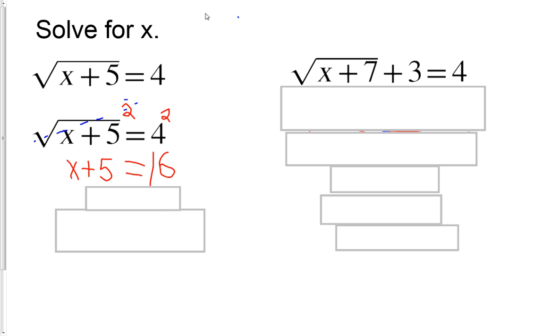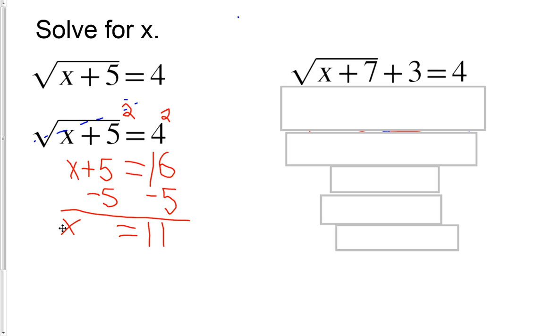Opposite of adding or subtracting. So we're adding here, so the opposite is subtract 5 from both sides, and then 16 minus 5 is 11, so x is 11. Now, I will say this is not exactly PEMDAS because we're looking at exponents first.